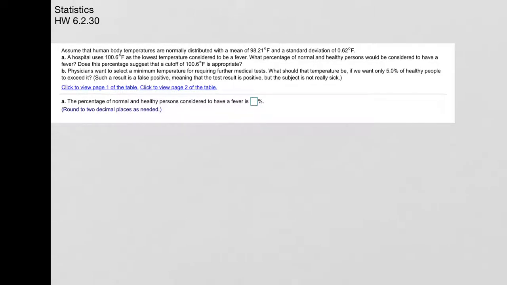In this problem, we're told that human body temperatures are normally distributed with a mean of 98.21 degrees Fahrenheit and standard deviation 0.62 degrees Fahrenheit. So what that means is that if we look at the distribution of healthy individuals, the mean is here at 98.21, and then the standard deviation is 0.62.